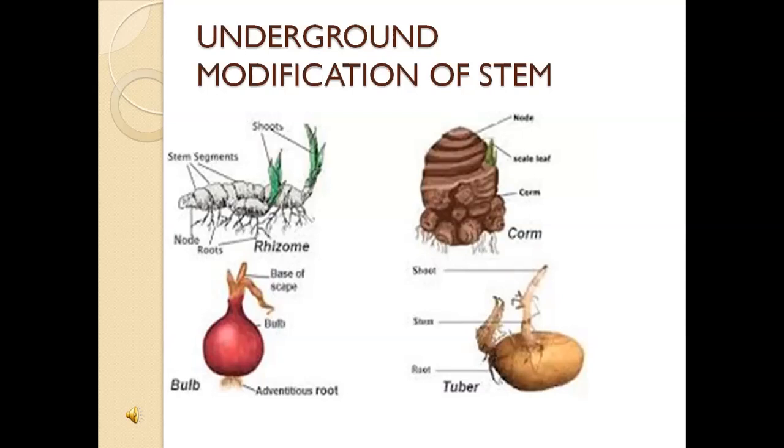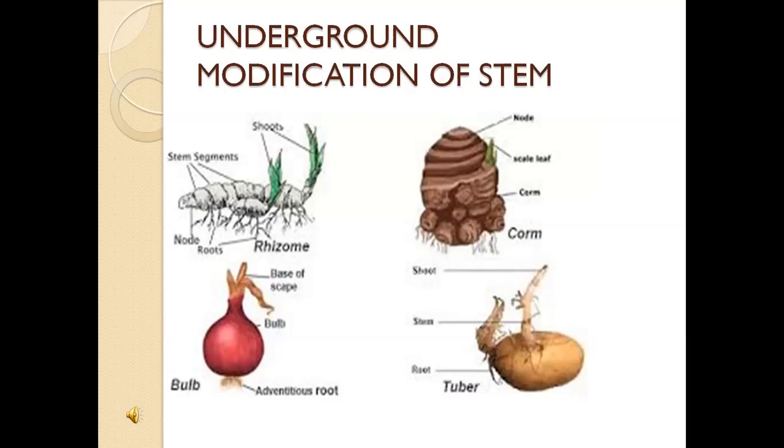First one, rhizome. It is an underground thick stem with nodes and internodes with scale leaves at a node. It grows horizontally and has an irregular shape. Rhizomes have buds. They give rise to new stems and leaves. For example, ginger and turmeric are examples of rhizome.